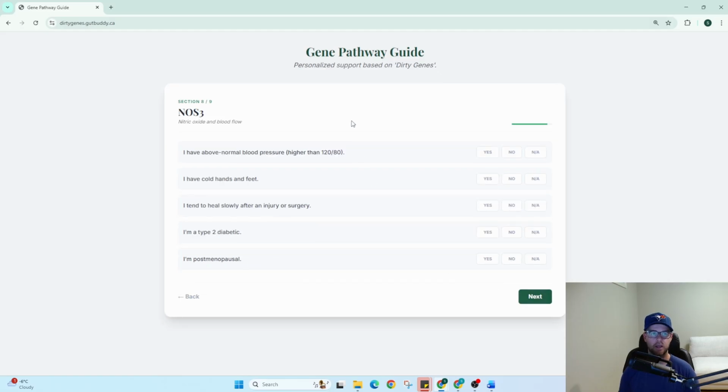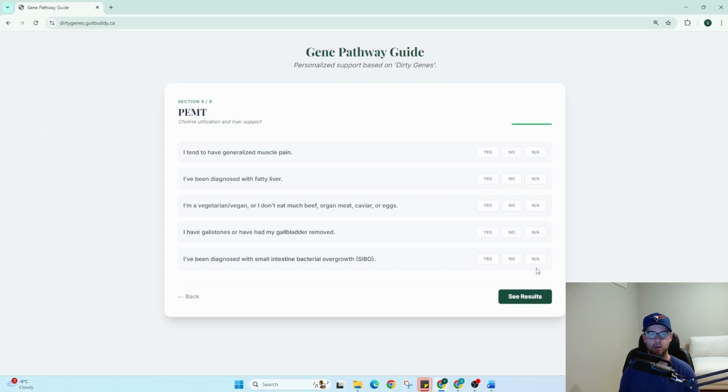All right, section 8 is NOS3, and this is around nitric oxide and blood flow. I have above normal blood pressure. I have cold hands and feet. I tend to heal slowly after an injury or surgery. I'm a type 2 diabetic, and I'm postmenopausal.